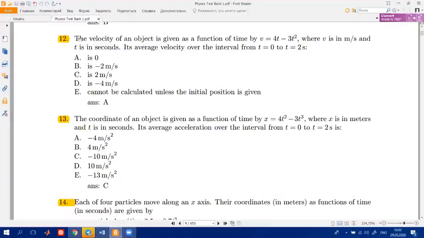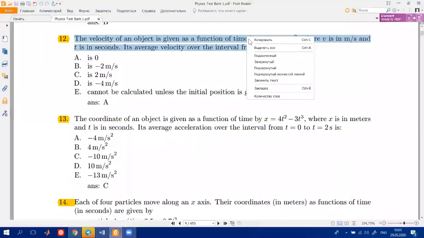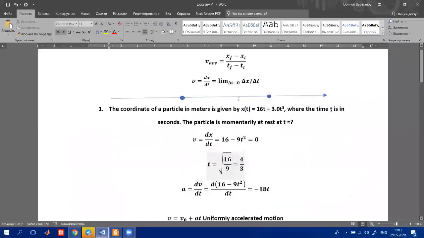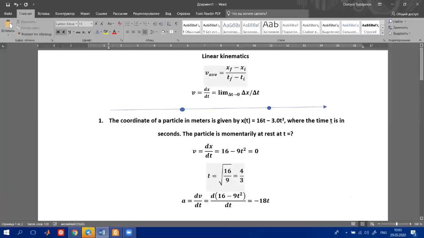Number 12. The velocity of an object is given as a function of time by v equal to 4t minus 3t square, where v is in meters per second and t is in seconds. Find its average velocity over the interval from t0 to t equal to 2 seconds. So velocity is given as a function of time, and we should find the average velocity. This is a simple question. Let's learn how to find average velocity by using this definition: x final minus x initial divided by t final minus t initial.